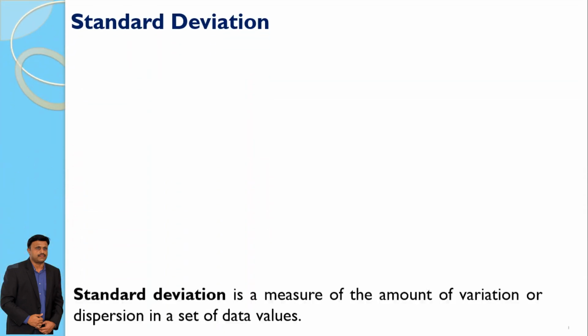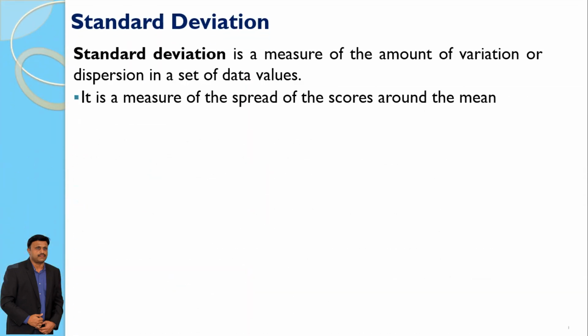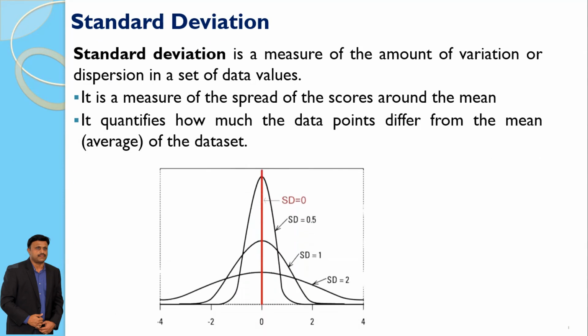Standard deviation measures the amount of variation or dispersion in a set of data values. It indicates how spread out the scores are around the mean and quantifies the difference of data points from the average.